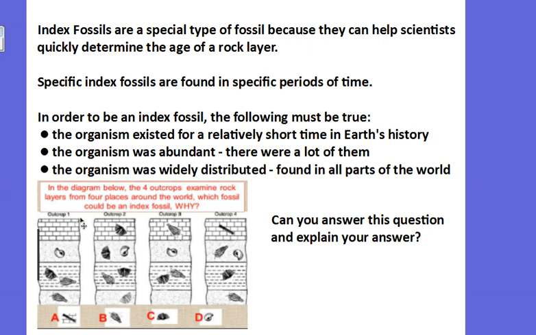So we've got this picture here. It says in the diagram below, these four outcrops, four sections or rock layer examples, were found in four different places around the world. Which fossil could be an index fossil and why? So take a minute, you can pause the video and think about it. Can you answer this question and explain your answer? So pause for a second and see if you can figure it out based on what we did in class. You have this in your notebook where we did the stratigraphic profile.